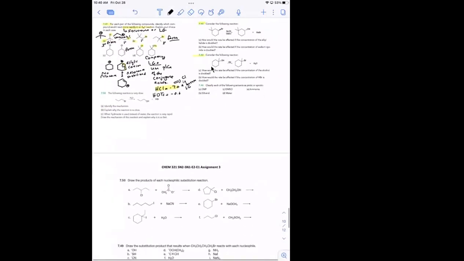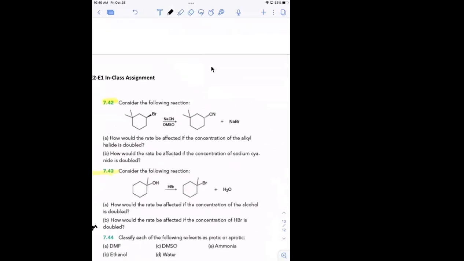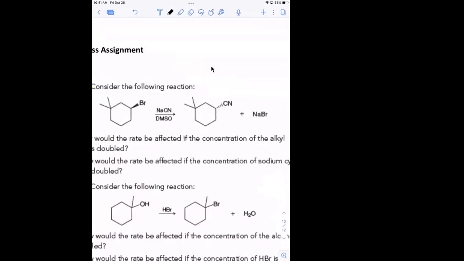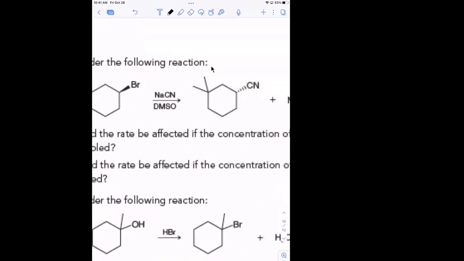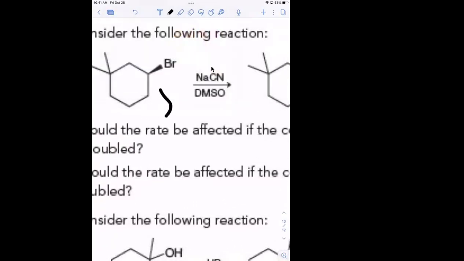All right, let's do 742, because this is a good question. It gives me a chance to talk about another aspect of SN2 and SN1, which is stereochemistry. You see how the bromine is wedged in the starting material, coming out of the page? If it's on a wedge, it's coming out of the screen, and if it's on a dash, it's going back into the screen. That's what you call chirality. This is a chiral center.